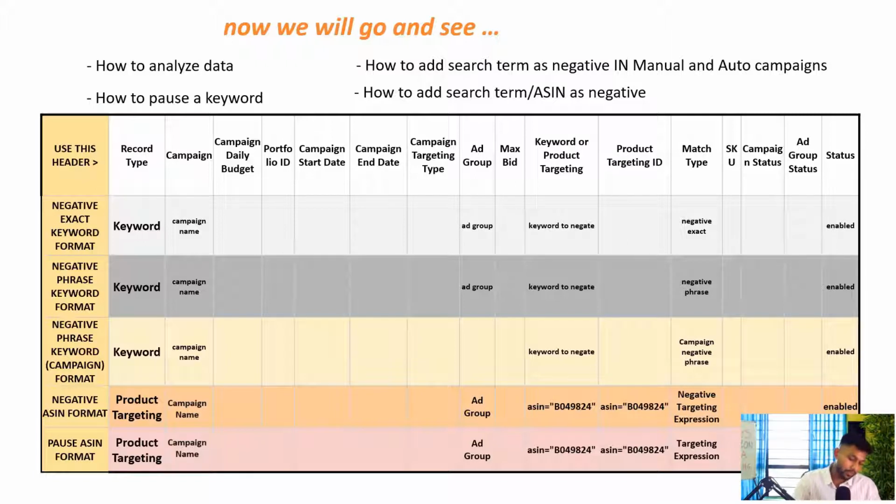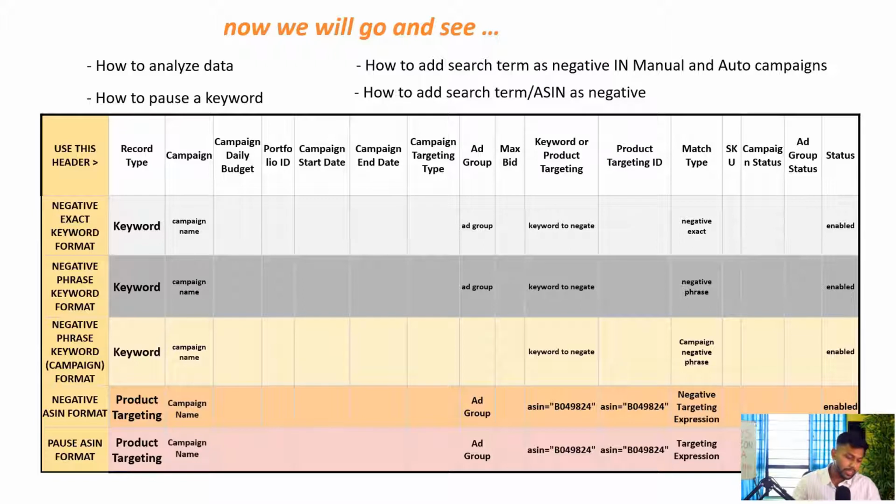So the first thing that you have to fill is campaign. The next thing is ad group name. Then you have to fill keyword targeting, and you may also need to fill the product targeting ID and match type. Then you need to fill the status. So these are the 1, 2, 3, 4, 5, 6 columns that you have to fill. The rest you can leave empty.